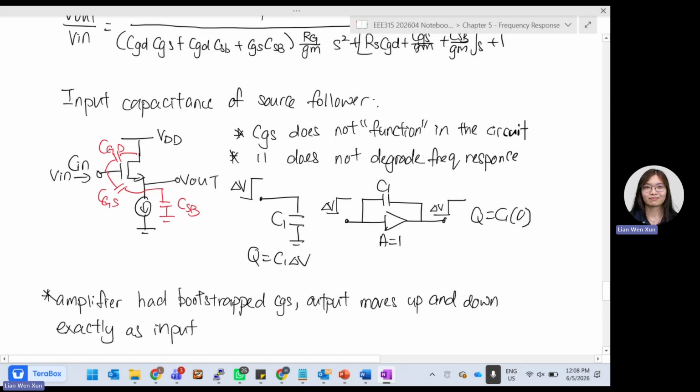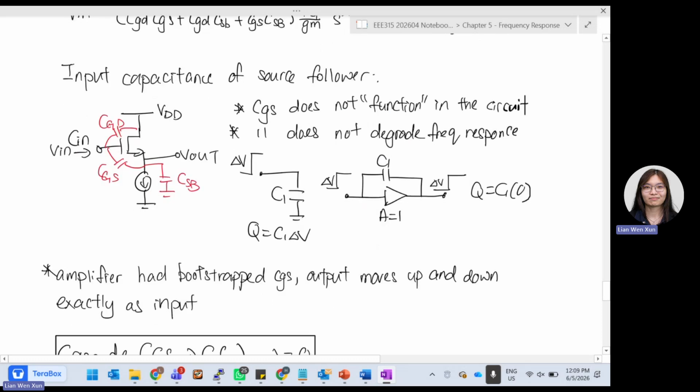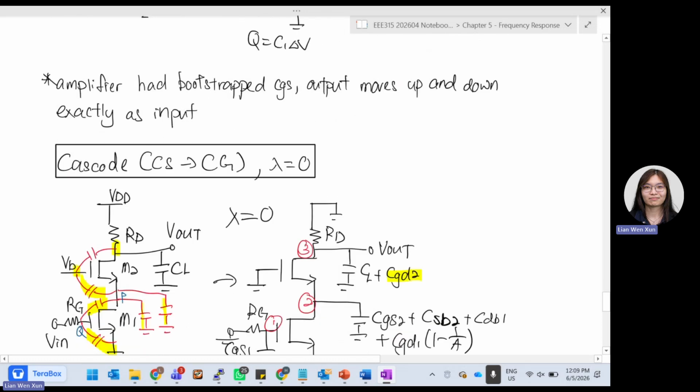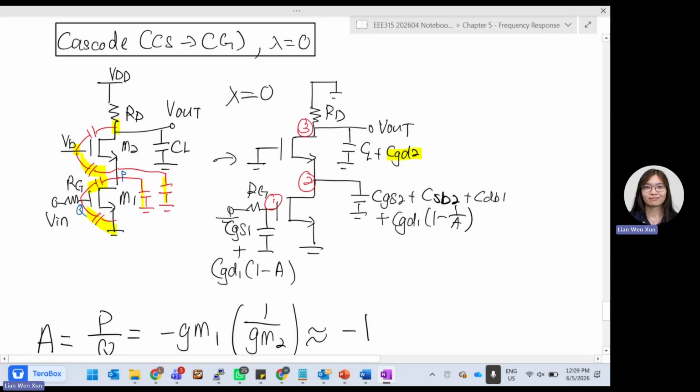This means that the amplifier has been bootstrapped by CGS. No matter how CGS changes, the output up and down is still exactly the same as the input. Just as when we derived for common drain, the gain is equal to 1. So we don't need to go through common drain frequency response because it is not important at all.